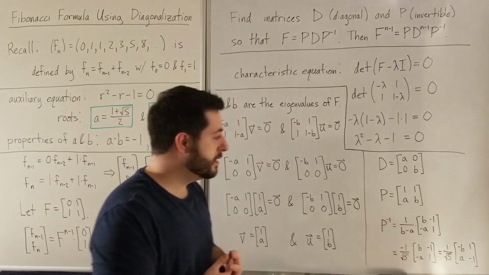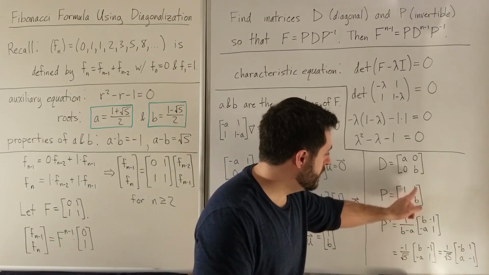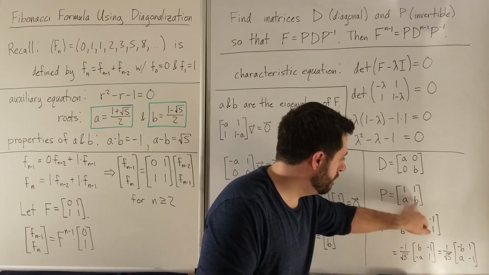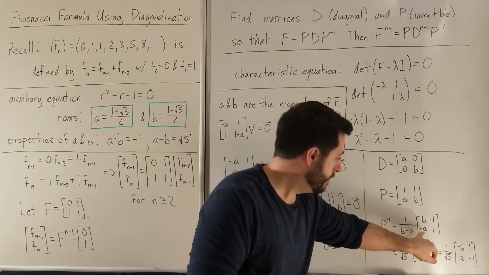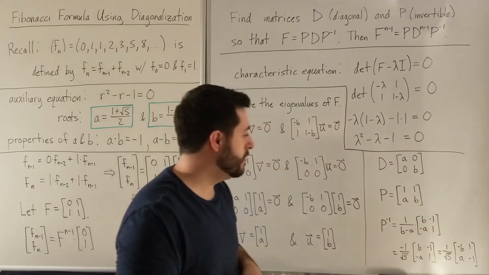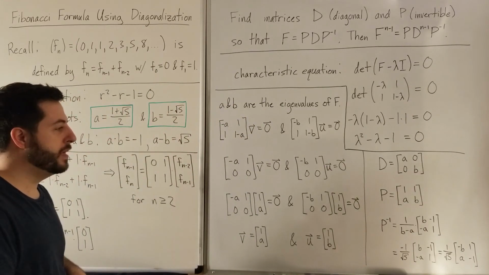So to find P inverse, you need to switch the entries on the main diagonal. So this 1, b became b, 1. You need to negate the entries in the off diagonal, so negative a and negative 1. And then on the outside, we're dividing by the determinant of P.